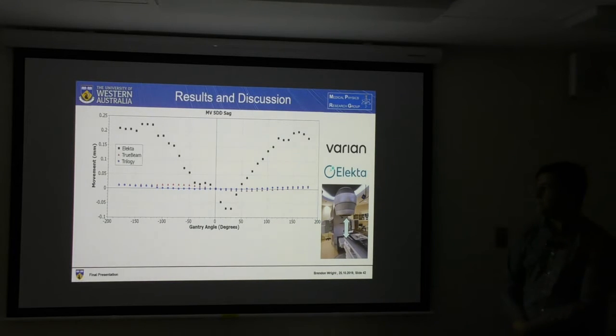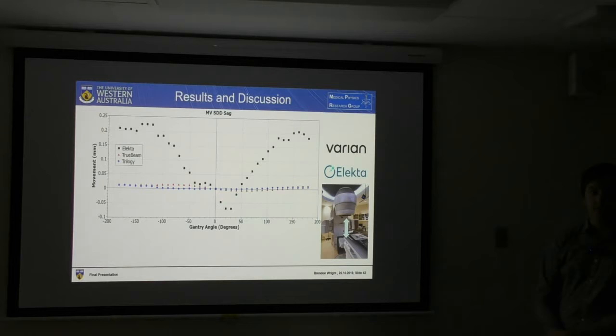For the SDD sag, the TrueBeam and the Trilogy were relatively similar in terms of performance. However, the Elekta was the worst performing, displaying an SDD sag of over 0.3 of a millimeter.